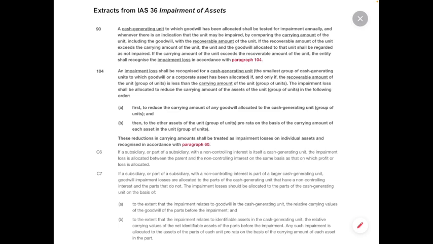That second step is that we then allocate it to the other assets of the units on a pro rata basis of the carrying amount in each group of units. So we're going to look at the assets within the CGU and allocate it on a pro rata basis to make sure that we are spreading that impairment loss appropriately. These reductions in carrying amount shall be treated as impairment losses on individual assets and recognized in accordance with paragraph 16. So that's the overall principle when we are allocating the impairment loss.